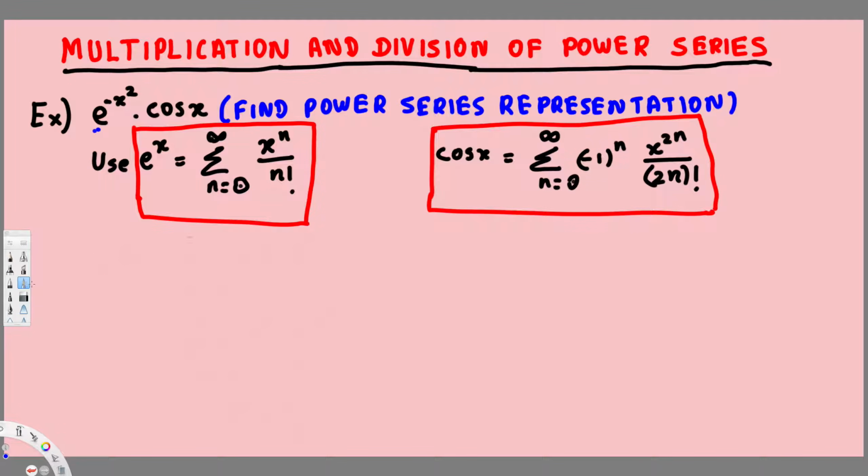Let's do this problem right here. This question is asking to find the power series representation for this function right here. This is e power minus x square cos x. Now to find this one, we are going to use these two pieces of information.